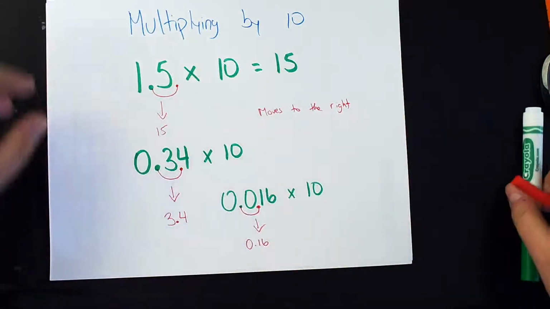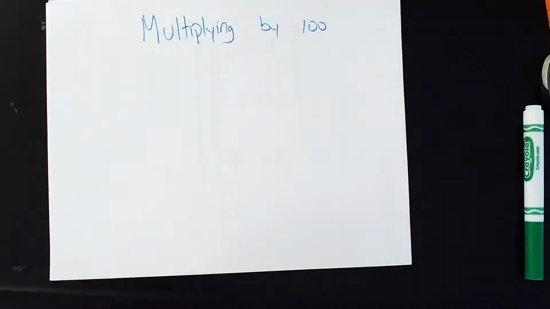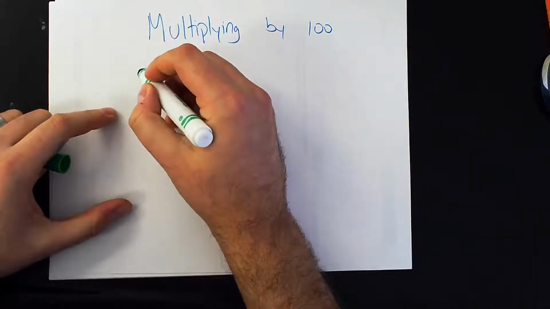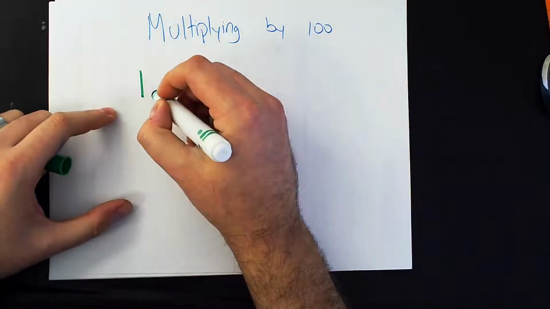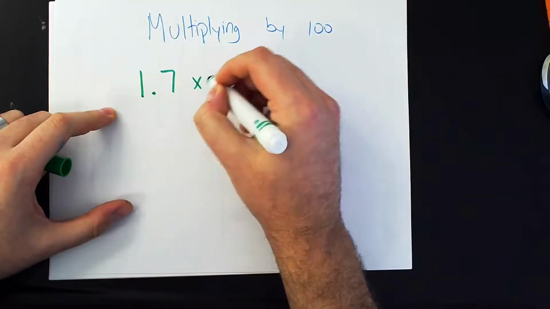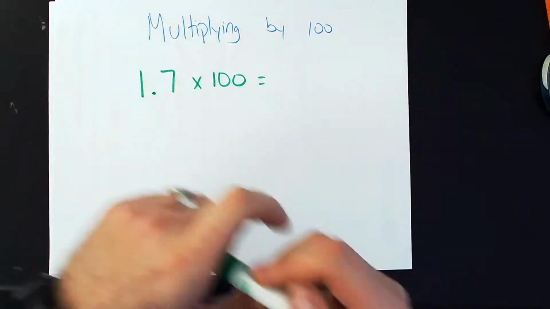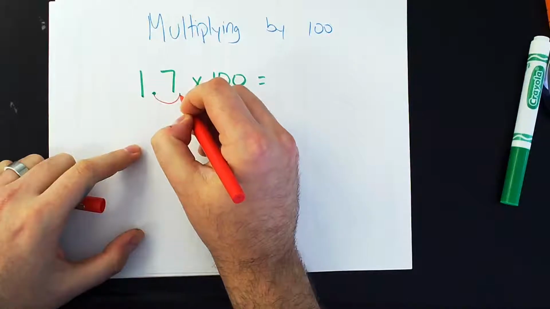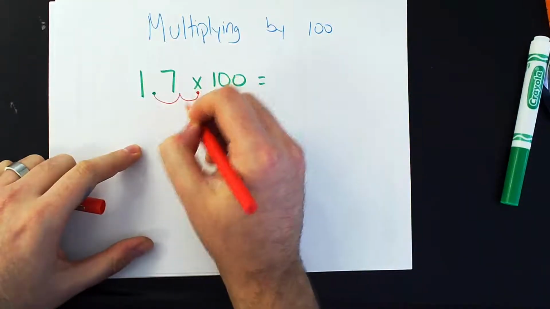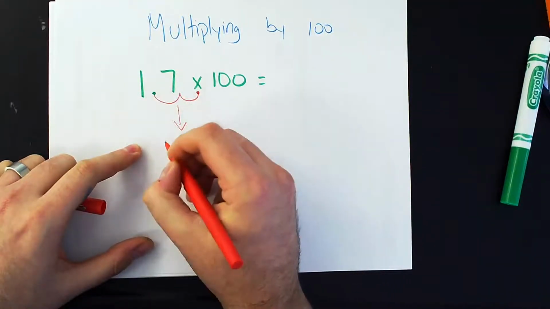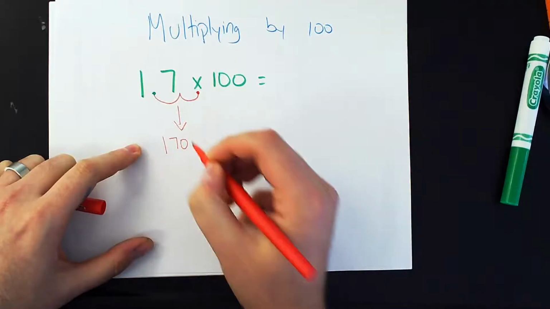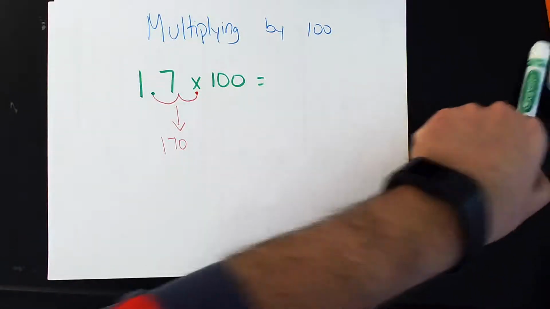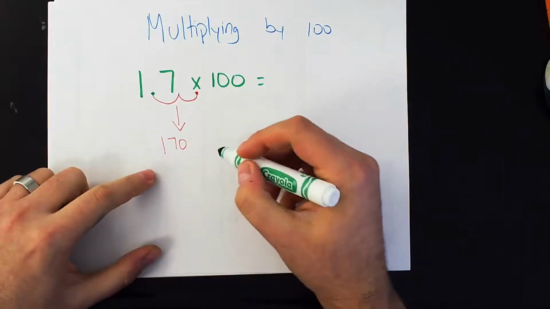So the same idea is going to apply for multiplying by 100. Decimal is going to move over 2 times. So let's get another example. Let's go 1.7 multiplied by 100. And the decimal is over here. So you'd move it 1, and you'd have to move it another spot. So the decimal ends up there. So our answer now becomes 170. Okay, we'll try it with some other numbers too. You'll see it'll work the same way.